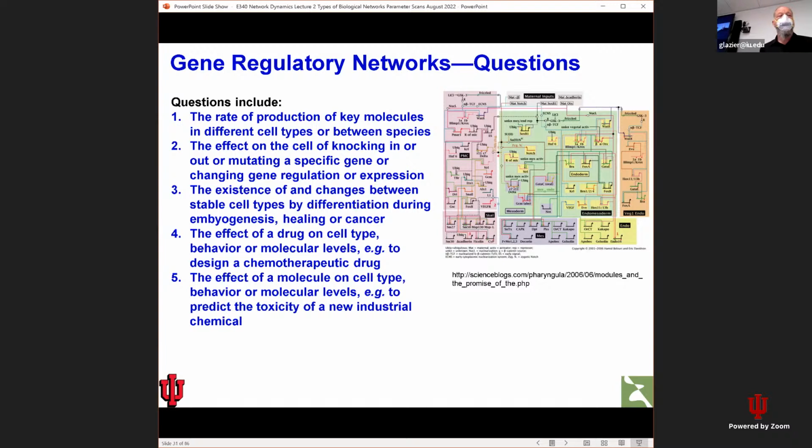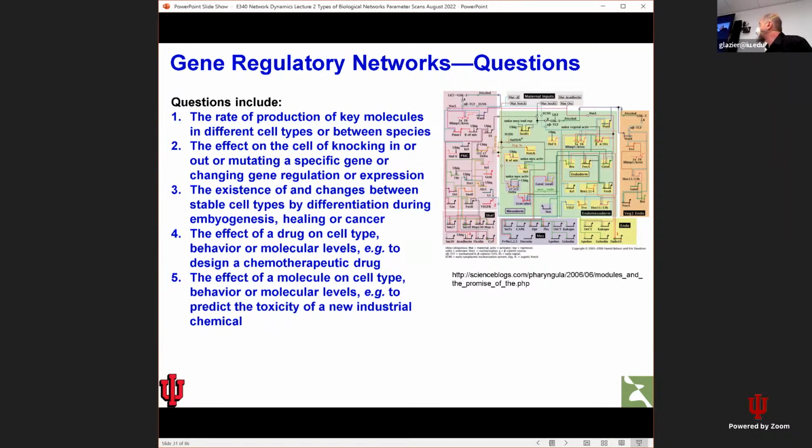But typically what we're going to be asking is, what is the rate of production of a molecule that is a protein? And how does it differ between cell types or between species? Again, what happens to the network's behavior as a whole if I eliminate or add genes? What are the stable states of this network?